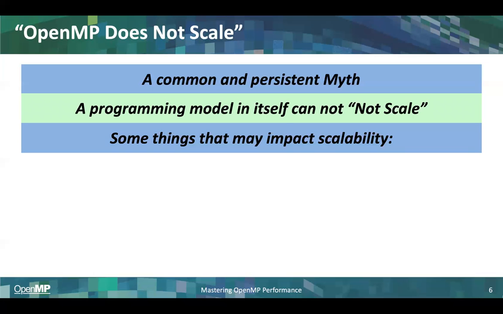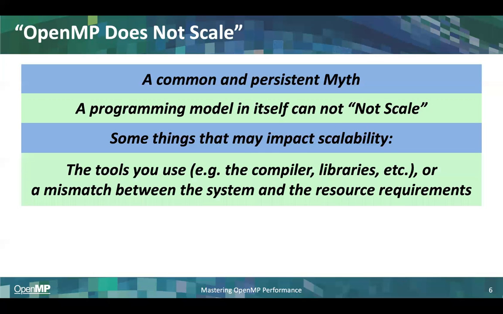Of course, there could be things that may impact scalability. Of course, there can be very poor performance. For example, it could be that the compiler you're using, a library, or some other software has a glitch, and unfortunately you get hurt by that, and you'll see less than optimal performance, or even worse. That can happen.